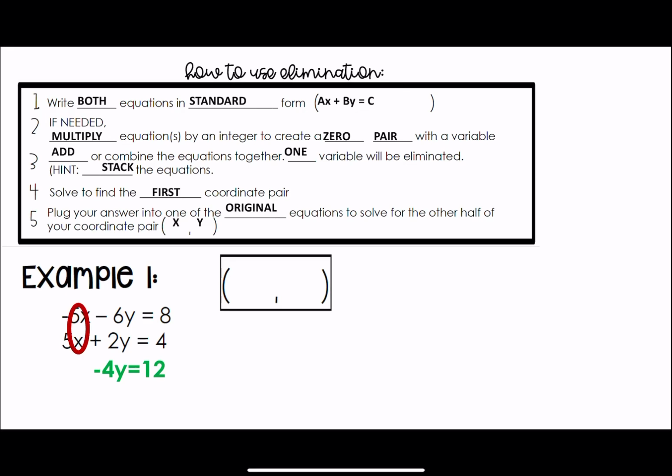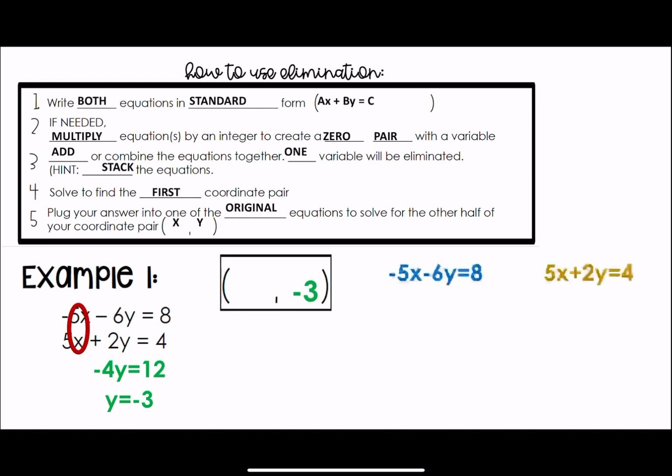All right, now you have to solve for y. So you're going to divide by negative 4, and you get y equals negative 3. You've got half of your coordinate pair already. That's how easy that was. You're going to take this number now and substitute it into either one of the two equations. I am going to be showing it to you with both. You pick whichever one you want.